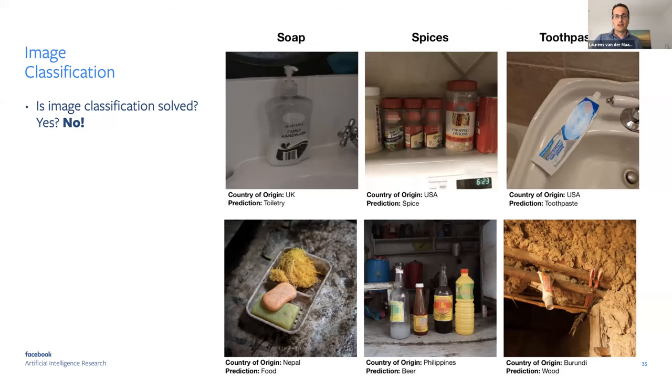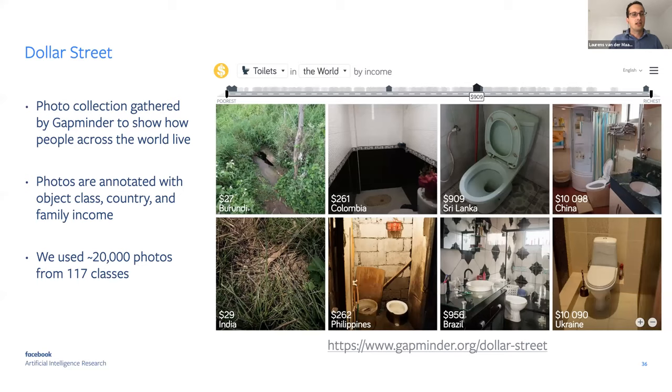So we decided to dig more into this. In particular, we did an experiment using a data set called Dollar Street, which is a photo collection gathered by Gapminder, a Swedish nonprofit that is trying to give more insight into how people across the world live. The photos are like the ones you see on the slide here, and they are annotated by object class. There are around 117 classes of different household items; in this case, you're looking at toilets. They're also annotated for the country in which the photograph was made, as well as for the household income of the family in which the objects were photographed. In total, there are around 20,000 photos in this data set, and 117 classes.